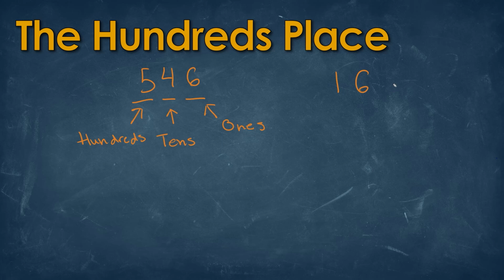So let's do another example. Say we have the number 160. On the right, that's the ones place. The middle value is the tens, and on the very left, we call the hundreds.